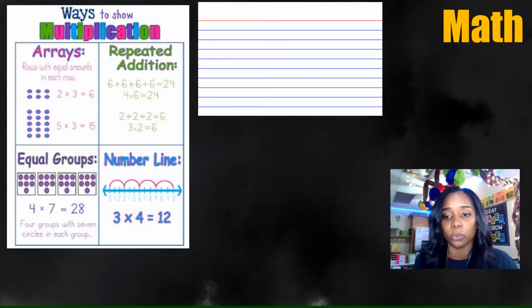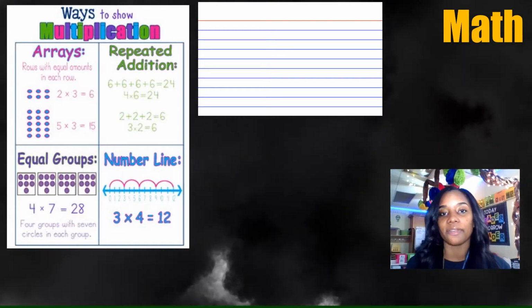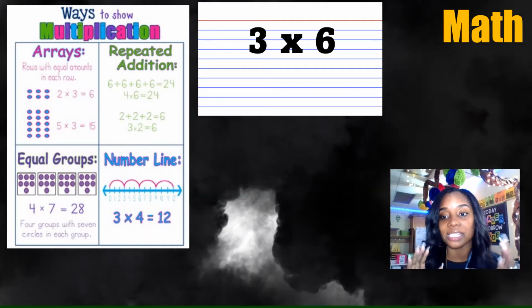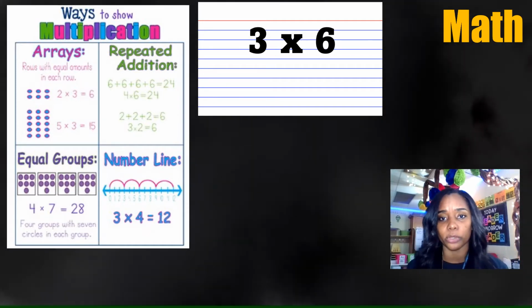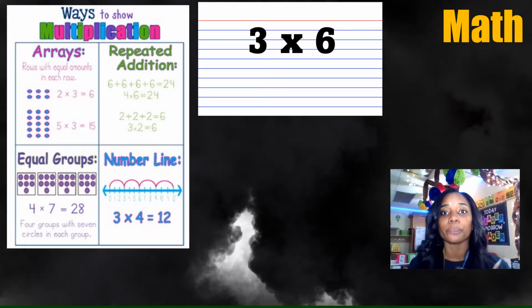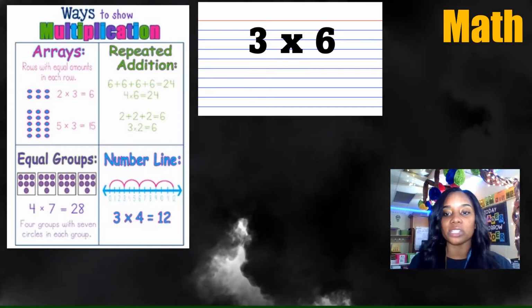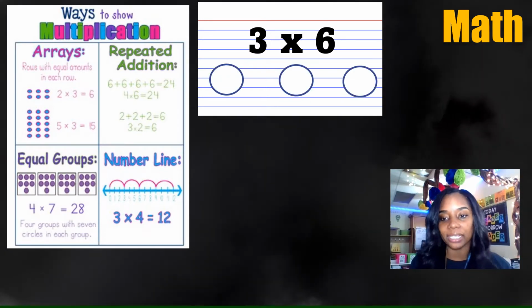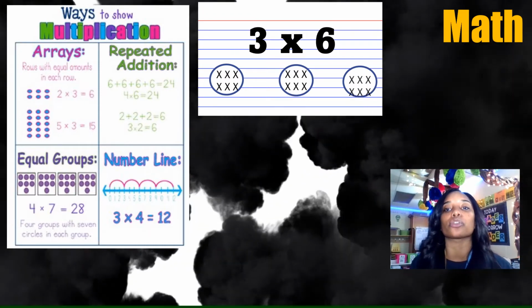And this is what we want the index cards to look like. So here is a math fact, 3 times 6. Yes, they are to write the math facts, but we also want them to draw out and practice using one of the 4 strategies. For example, 3 times 6, if I'm choosing to use equal groups, my first factor 3 tells me I need to draw my 3 groups. My second factor tells me I need to place 6 items in each group.